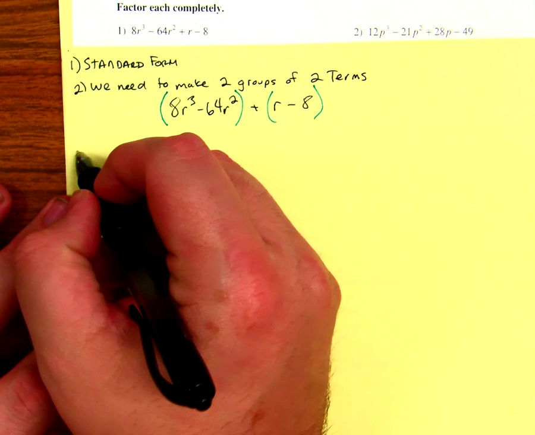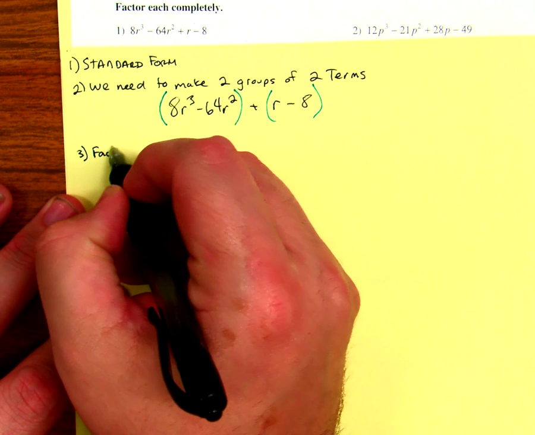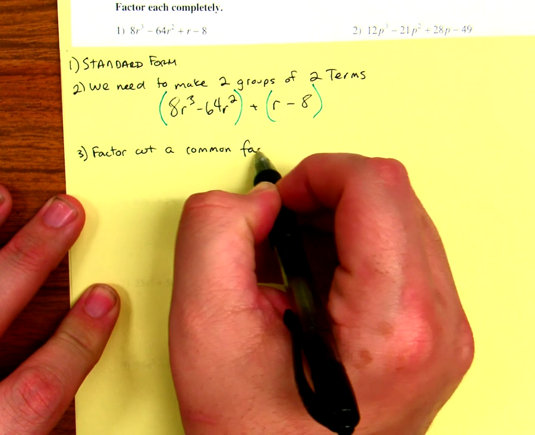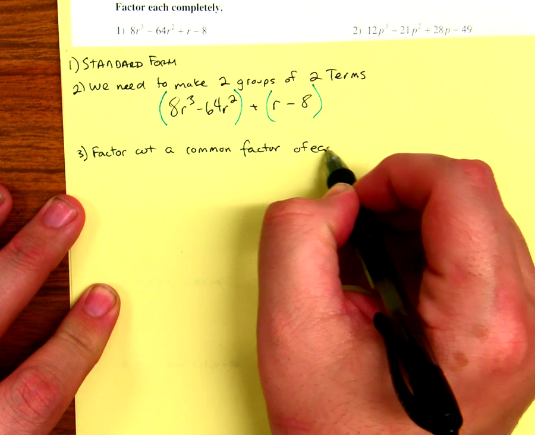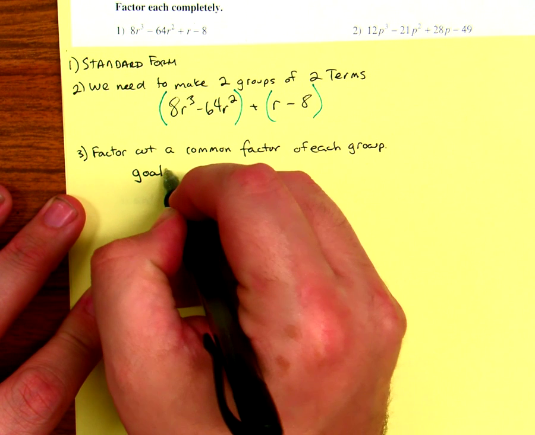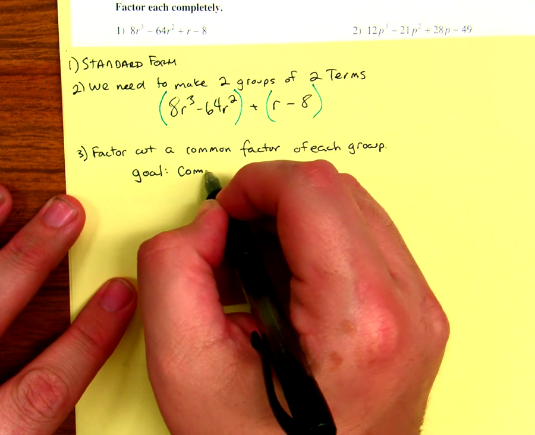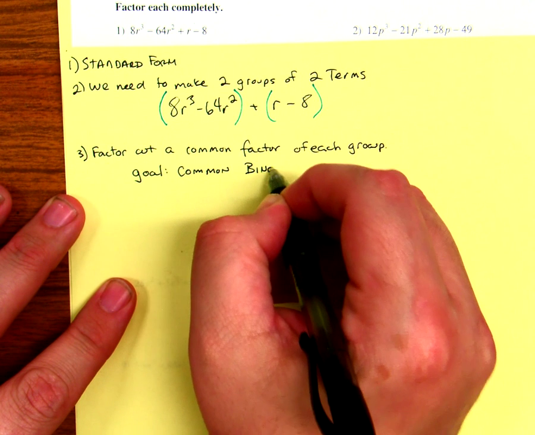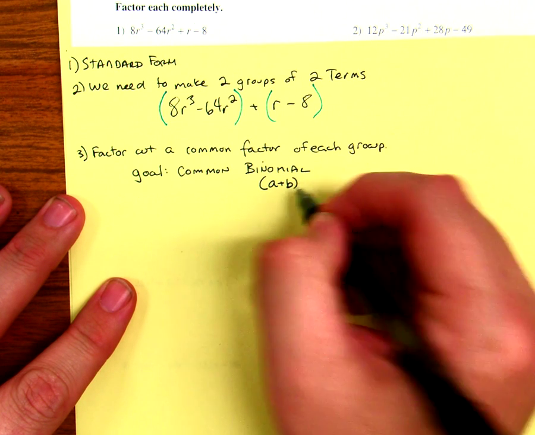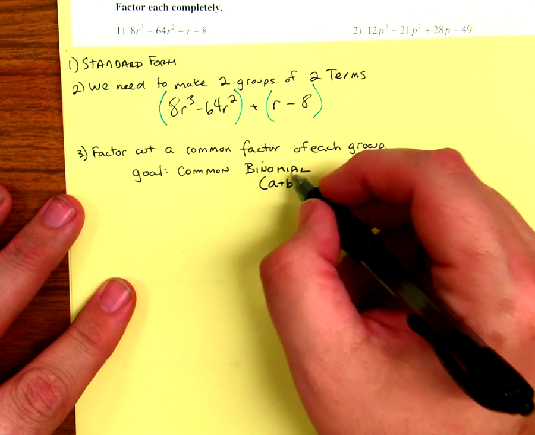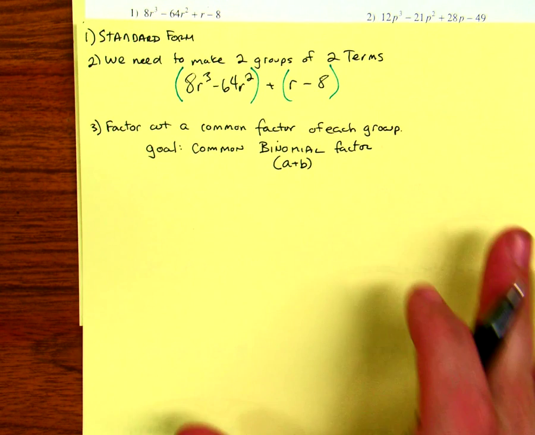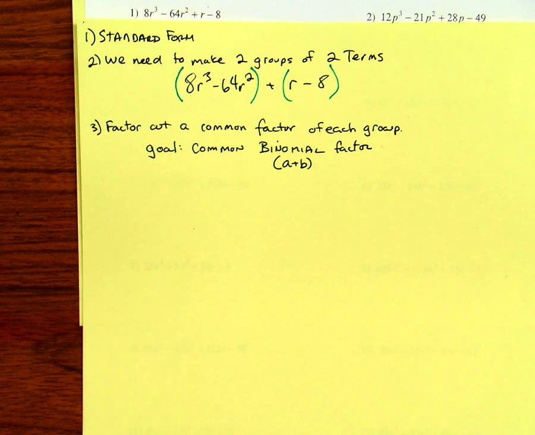Now, the third part of this is to factor out a common factor of each group. And our goal is to have a common binomial, which is just a plus b. Remember that. We want to have a common binomial factor. So once we factor out the common factor, whatever's left over is what we want to have in one of them exactly the same as in the other one.